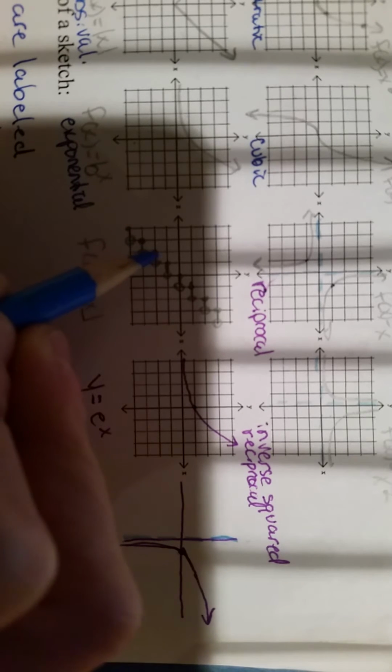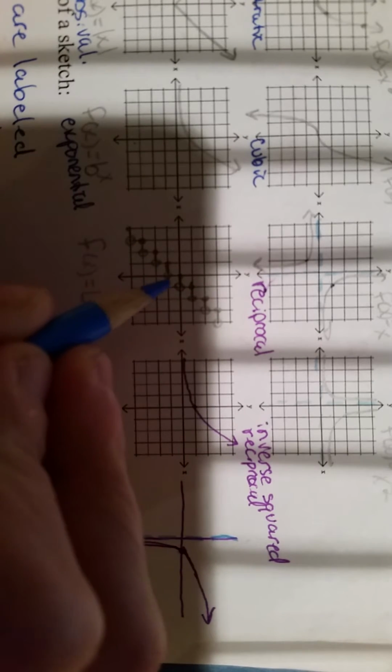Our step function, our greatest integer function, again, the closed holes, those points are valid x values, but the open holes are points of discontinuity.